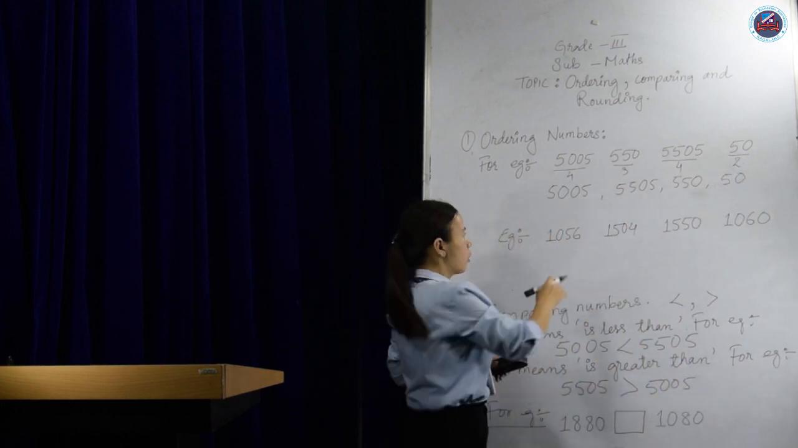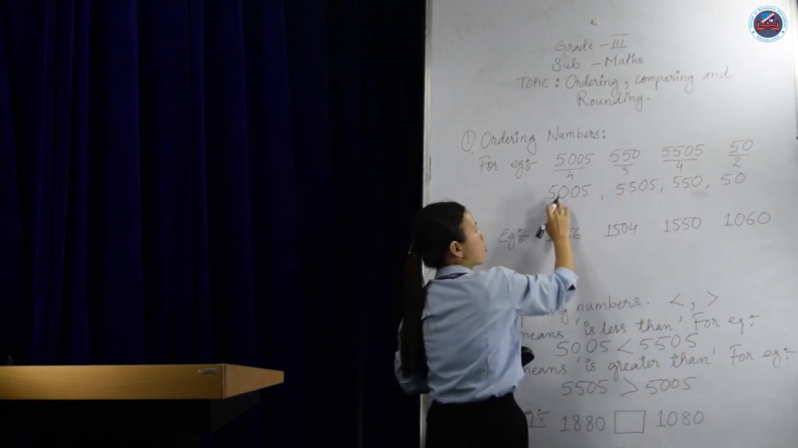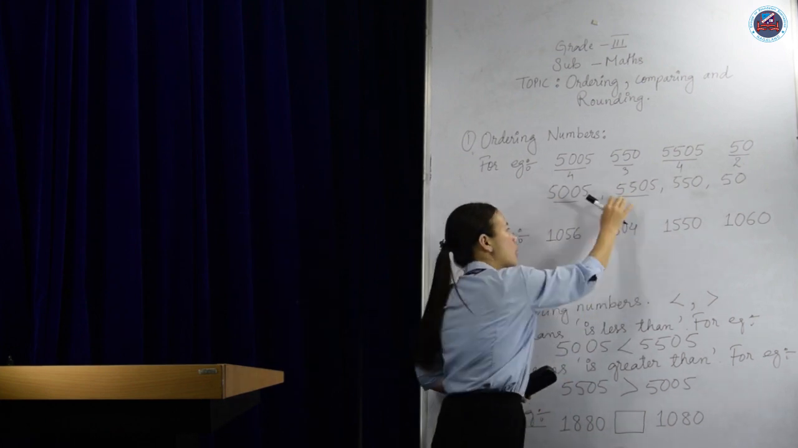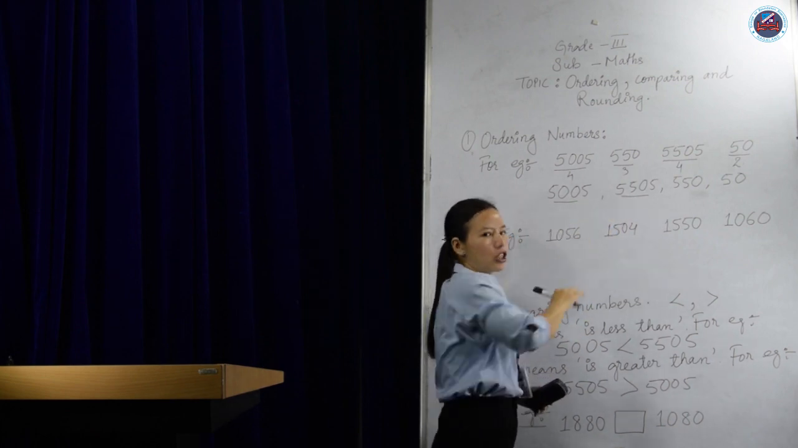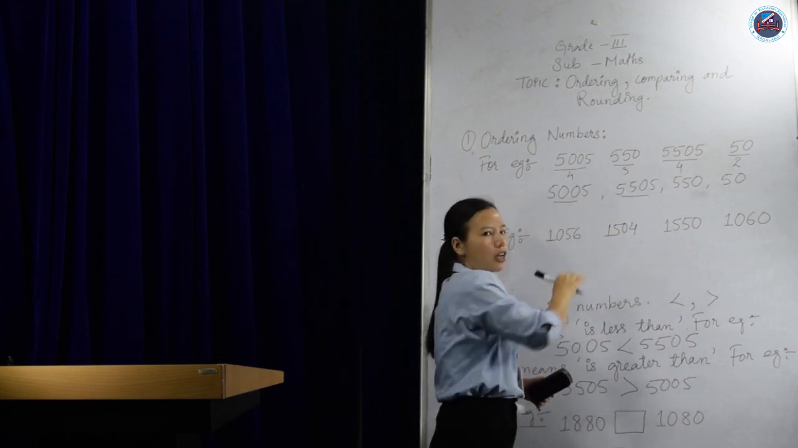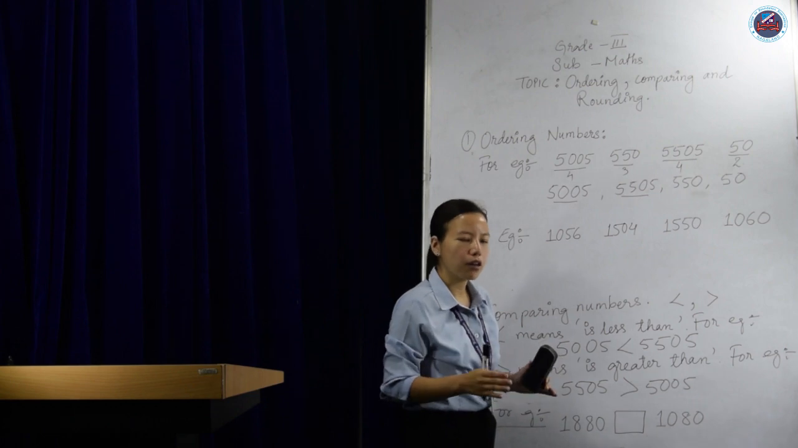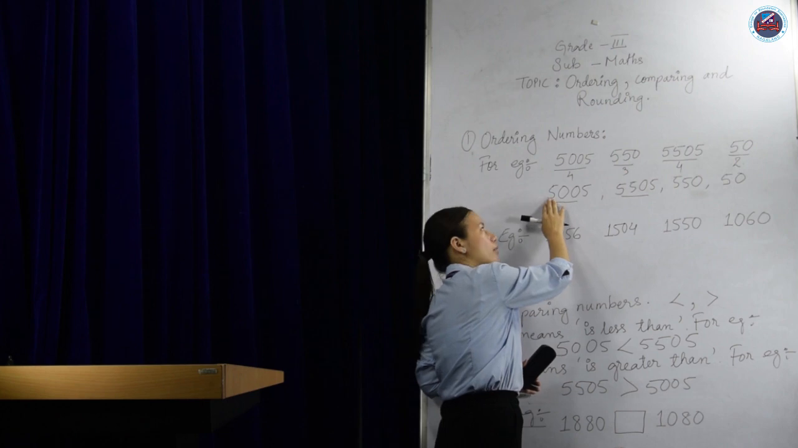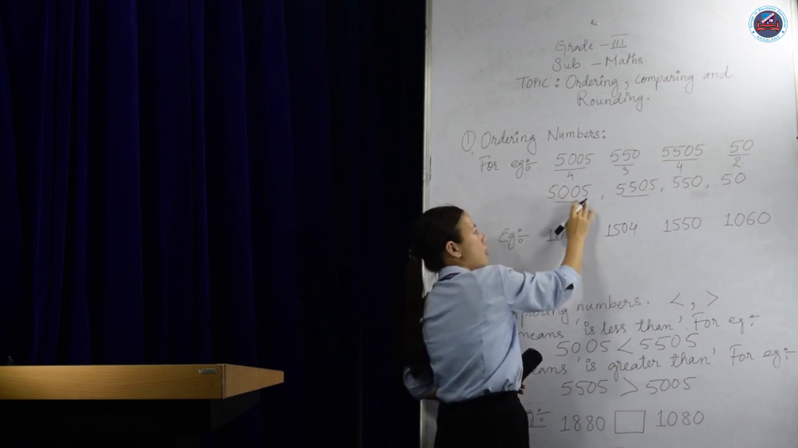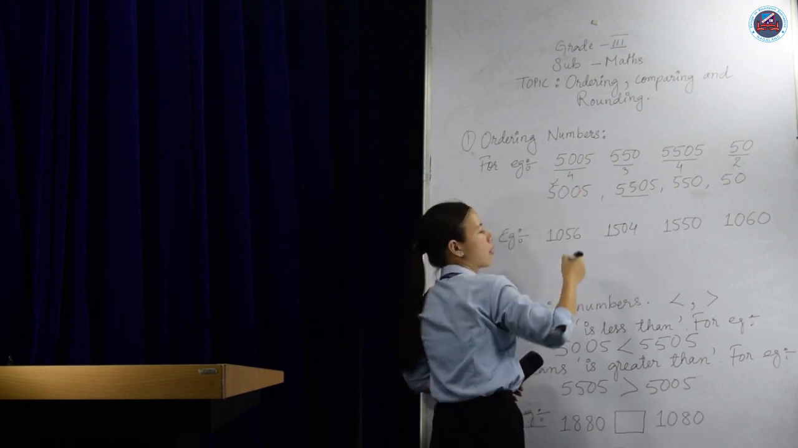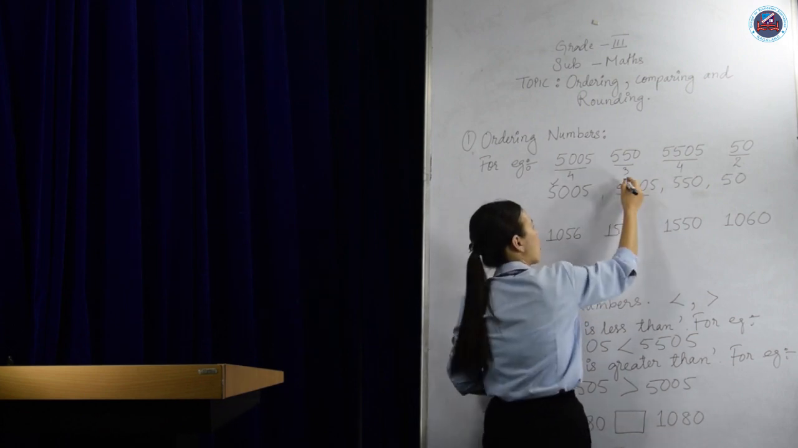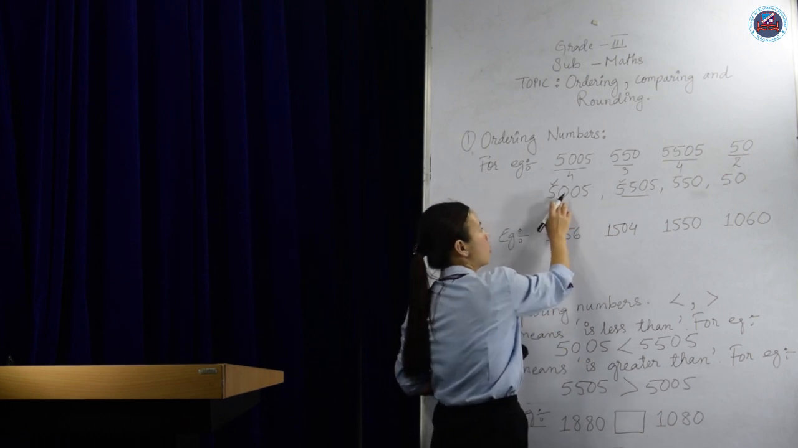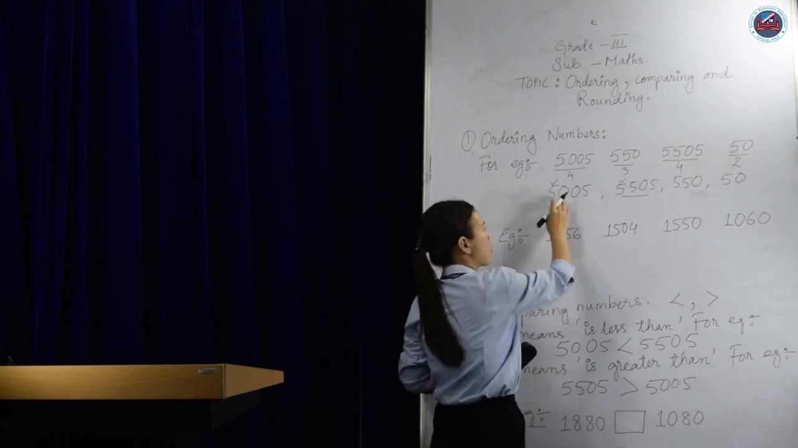Now when we look at these numbers, we find that the first and the second have the same number of digits. So what do we do in this case? How do we know which one is greater? What we have to do is compare each of the digits, starting from the thousands place. Here the greatest place value is 5, and here also 5. That means it's the same. So we go to the next place value, that is the hundreds.